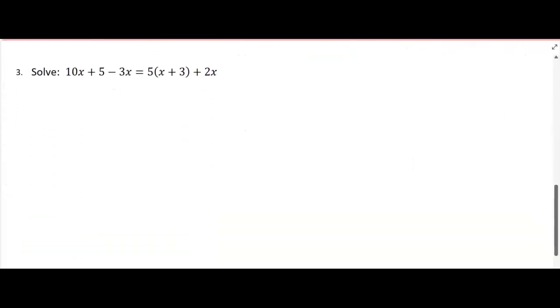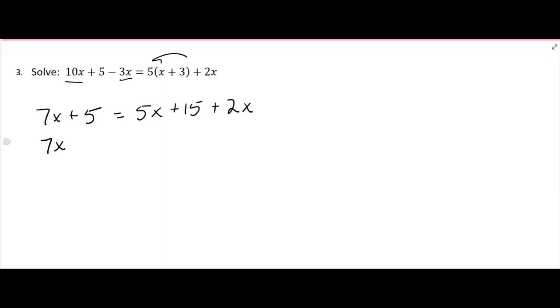All right, these last two problems may have thrown you just because it's kind of review of stuff we did earlier. They were supposed to be the easy problems. Okay, so what's 10x minus 3x? 7x plus 5. I'm distributing here. 5x plus 15 plus 2x. So I have 7x plus 5 equals 7x plus 15.